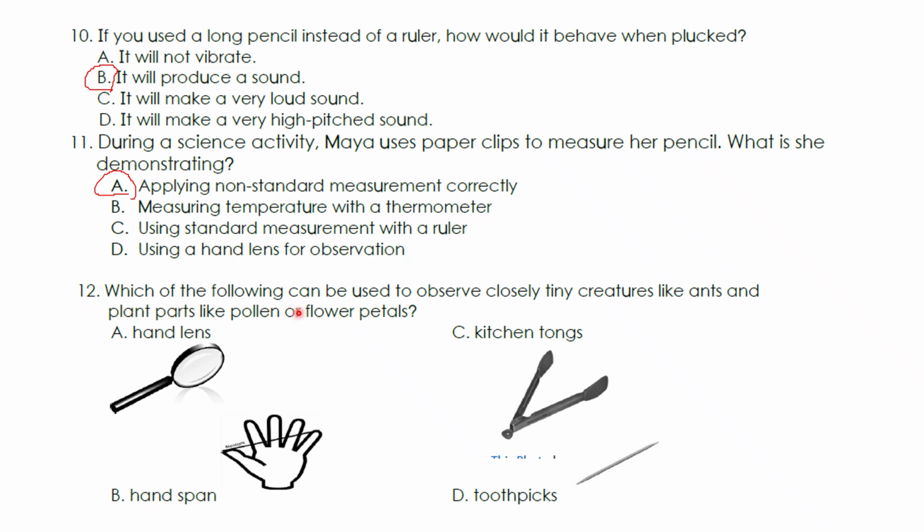Next, for number 12. Which of the following can be used to observe closely tiny creatures like ants and plant parts like pollen or flower petals? A. Hand lens. B. Handspun. C. Kitchen tongs. And letter D. Toothpicks. What is your answer, kids? Okay, the correct answer is letter A. Good job!